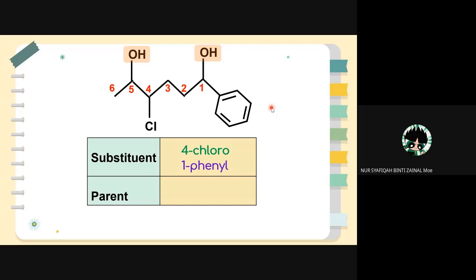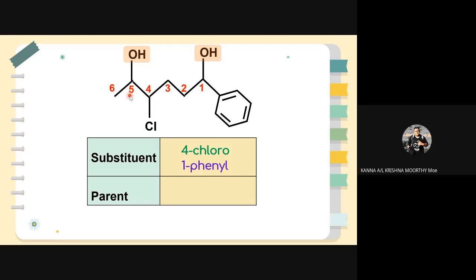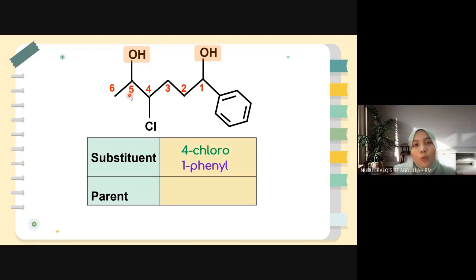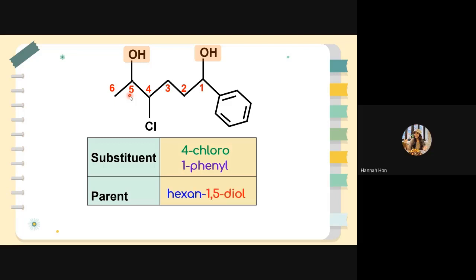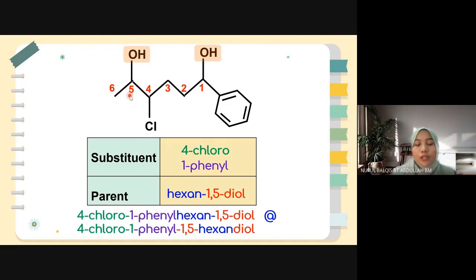1,5-hexanediol. Okay, you have 2 OH, right? Bila kita ada OH sahaja kita panggil all. Okay, bila kita ada 2 OH kita akan tambah prefix. Prefix kalau 2 kita guna di. So nama dia hexanediol. Yes, hexanediol ataupun hexane 1,5-diol. Okay, boleh guna dua-dua. 4-chloro, 1-phenol, hexane 1,5-diol ataupun 1,5-hexanediol.